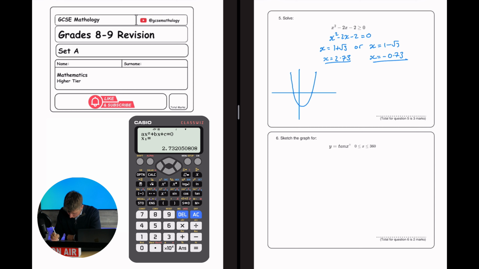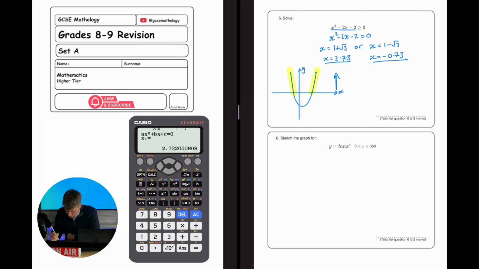So the graph will roughly look like that. And we're looking for when the equation is greater than or equal to 0. So if this is the 0 line here, this x-axis, we're looking for all of the solutions that are greater than or equal to this equation. So that means we're interested in these portions of the graph.